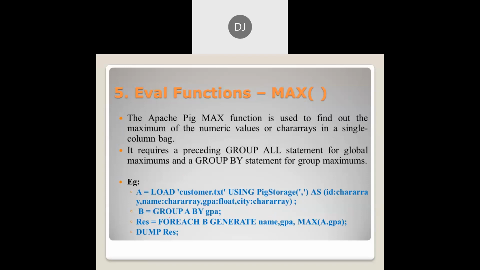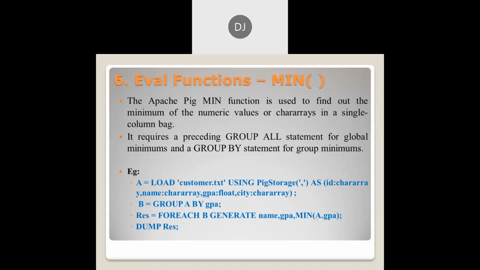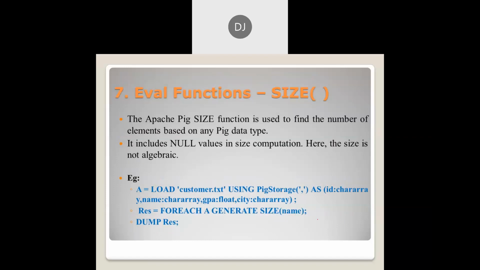And after that, the max function. Max also works on group by only, the maximum of the GPA. And min also works by group by, so you need to do a group by before using max or min. And the size function is used to find the number of elements based on the data type. If it is name, it has the char array data type, right? For each a, it will generate the number of names present.